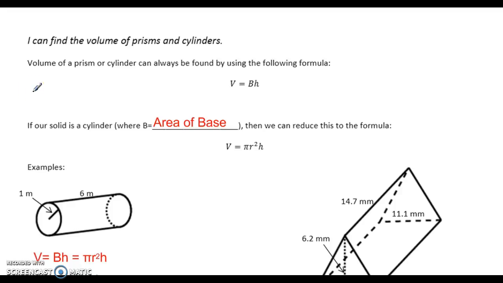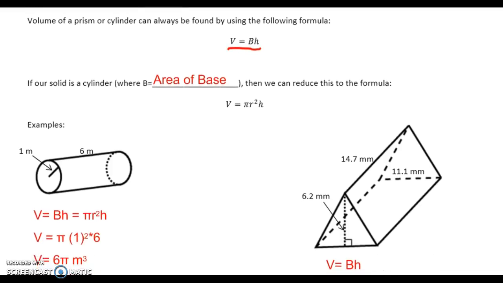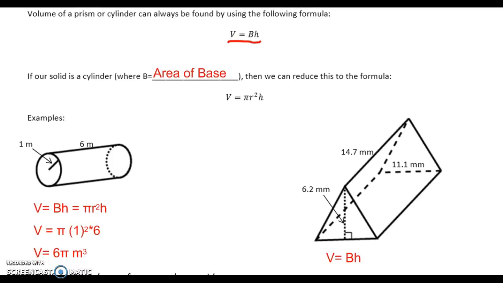And last but not least, we have volume. The volume of a prism or cylinder can always be found using this really easy formula: volume equals area of the base times height. Remember that height has to be perpendicular to the base. If our solid is a cylinder, where B equals the area of the base, or in this case that would be a circle, we can reduce this formula to volume equals pi r squared times h. Honestly though, I'm going to always use capital BH and just work from there.